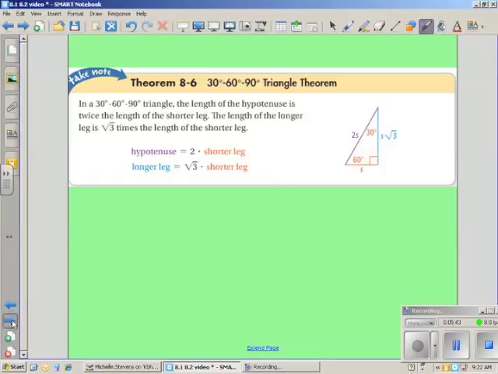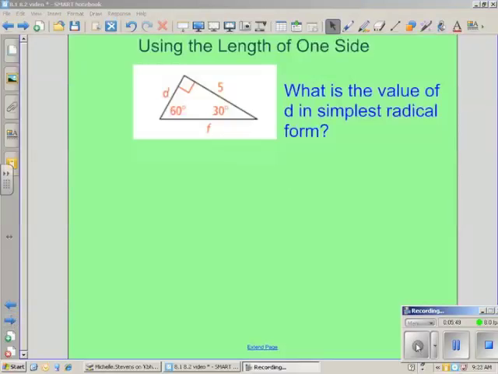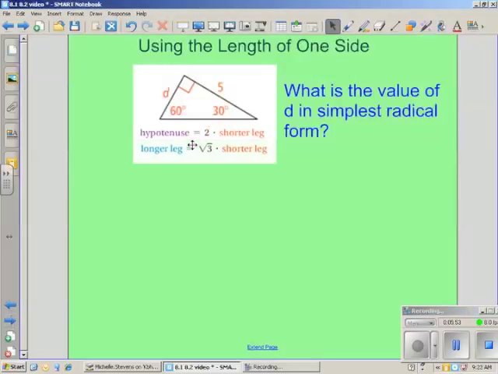Let's practice this. In this example, what's the value of d in simplest radical form? Again, this is what we've just learned for a 30, 60, 90-degree triangle. So we're looking for d, which is the shortest side of this triangle, and the longest side of the triangle is given. So we're not dealing with the hypotenuse, so we don't need this first formula.